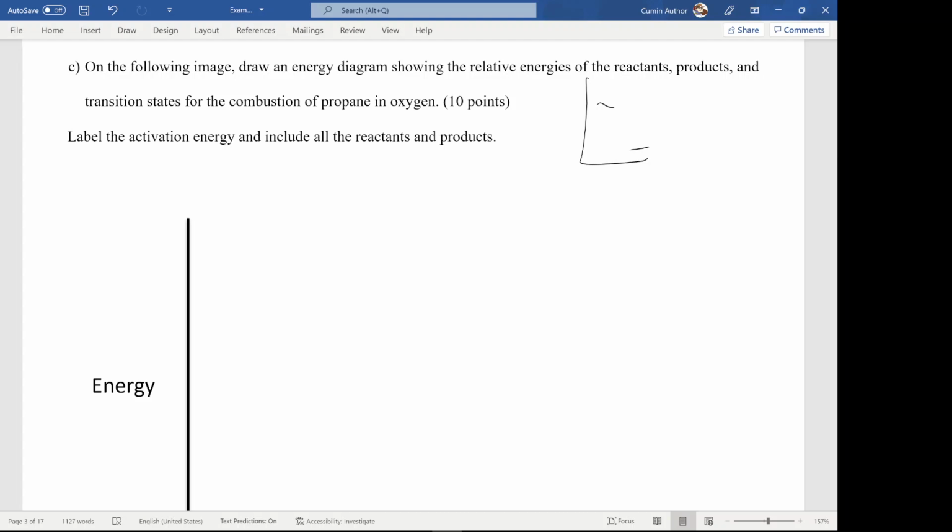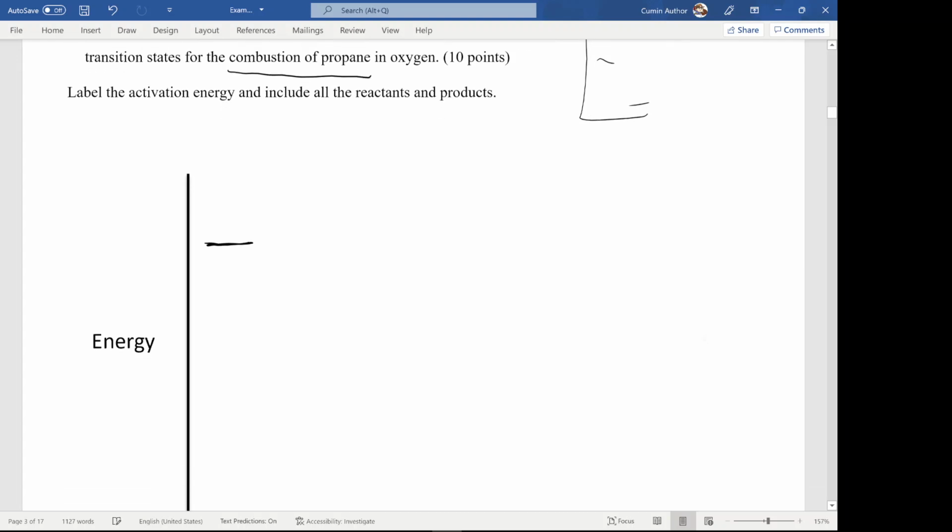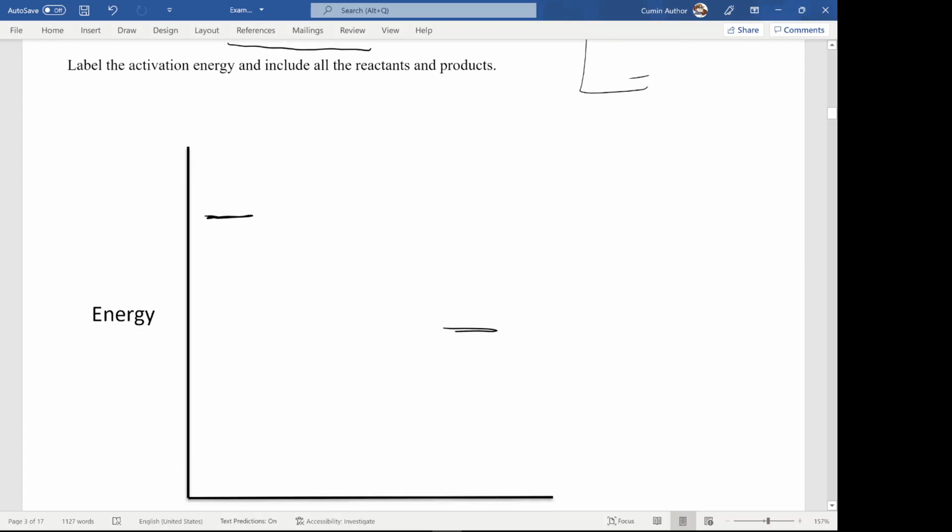The first thing we need to keep in mind is that the combustion of propane, as we said in the earlier question, is exothermic. And what that means is that the reactants are at one energy level and the products will be at a lower energy level. And that energy difference here is the energy that was released, just as a way to visualize that.